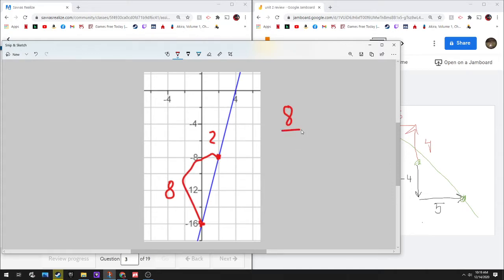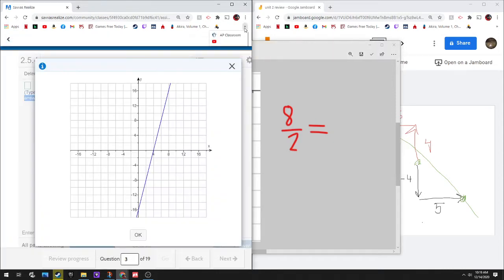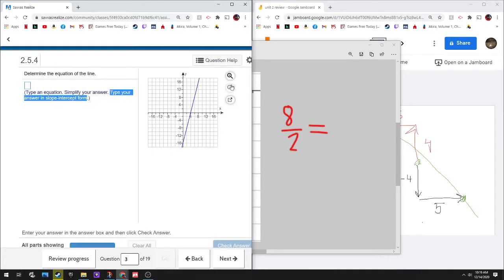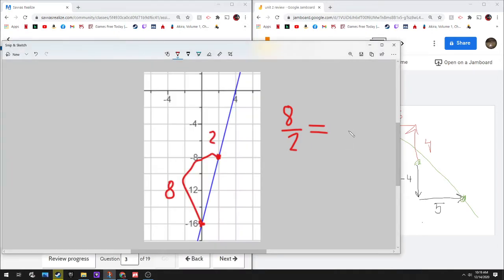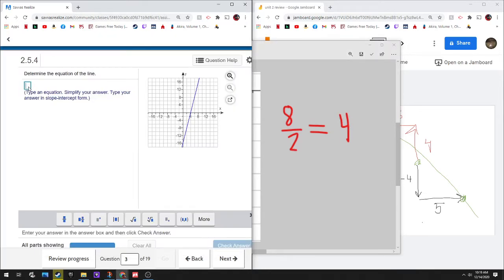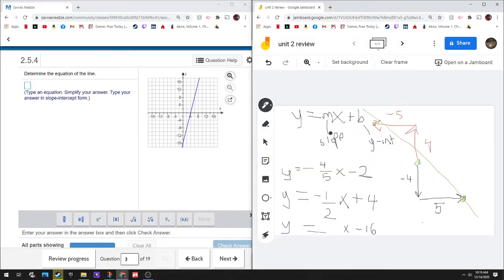So 8 over 2. Now, for Mr. Canfield, 8 over 2 is fine. For the computer, we need to make sure we simplify this. So you can go to your calculator. Do I have my shortcut? Oh, it's on my work computer, right? But 8 over 2 simplifies to 4 over 1, or just 4. And if you type 4 over 1, the computer will think you're wrong, because the computer only knows how to accept certain answers.